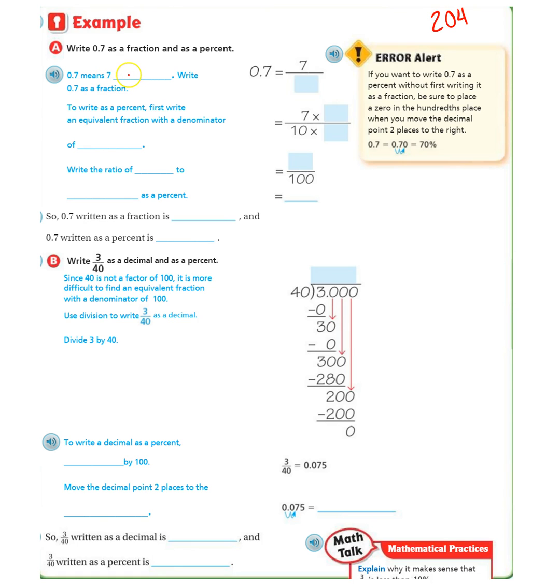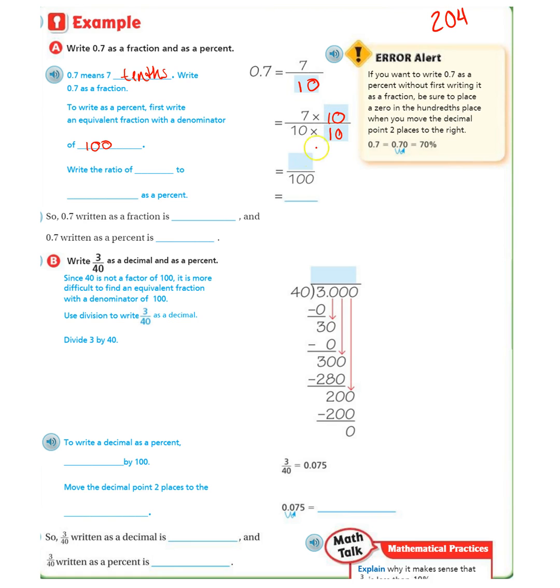0.7 means 7 tenths, because the 7 is in the tenths place. So 7 tenths. To write it as a percent, we need to make it per 100. So to make 10 into 100, I have to multiply it by 10. So I have to multiply the top by 10 as well. So to write it as a percent, first write an equivalent fraction with the denominator of 100, because percent means per 100. Okay, write the ratio of blank to blank as a percent.